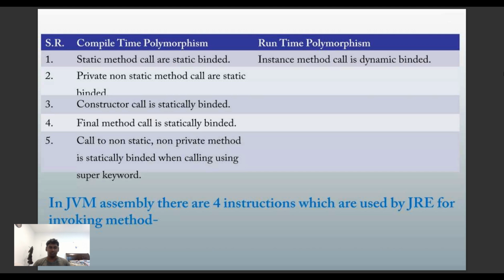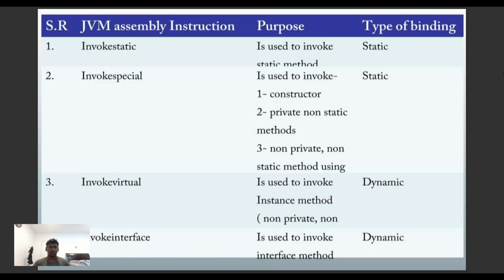In JVM assembly, there are four instructions which are used by JRE for invoking methods. Invoke static. It is used to invoke the static method, which has static binding. Invoke special. It is used to invoke a constructor, private non-static methods, non-private non-static methods using static binding. Invoke virtual. It is used to invoke an instance method which is of dynamic binding. Invoke interface. It's used to invoke the interface method using dynamic binding.